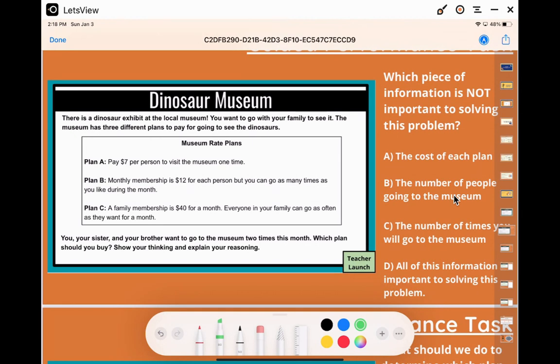Which piece of information is not important to solving this problem? Is it A, the cost of each plan? Is it B, the number of people going to the museum? Is it C, the number of times you will go to the museum? Or is it D, all of this information is important to solving this problem? Answer your Nearpod, please.